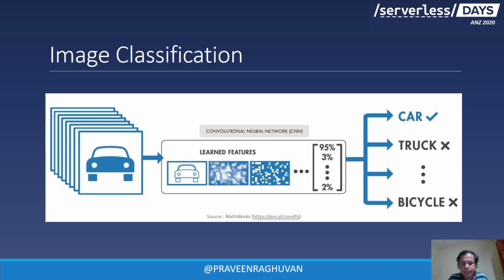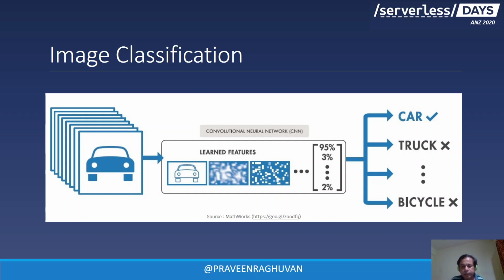So as you can see here, we are feeding a lot of images of the car, and the network is learning, and based on these features it is making a prediction. Okay, and that is like a probability. So it's saying that 95% it's a car based on the features it has learned, and 3% it is still saying as a truck or a bicycle.